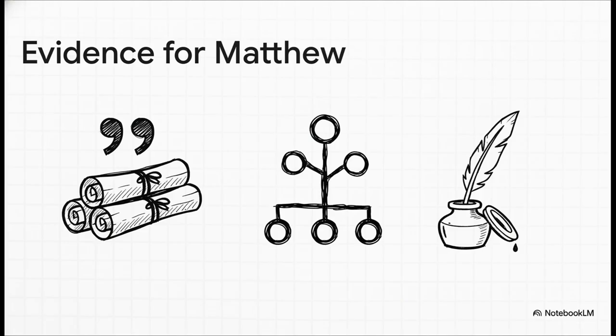He's quoting the Old Testament over and over, like more than 60 times. He starts his story with a family tree, literally tracing Jesus' lineage all the way back to Abraham and David, the founders of the Jewish nation. You can tell that every single detail was meticulously chosen for that specific audience.